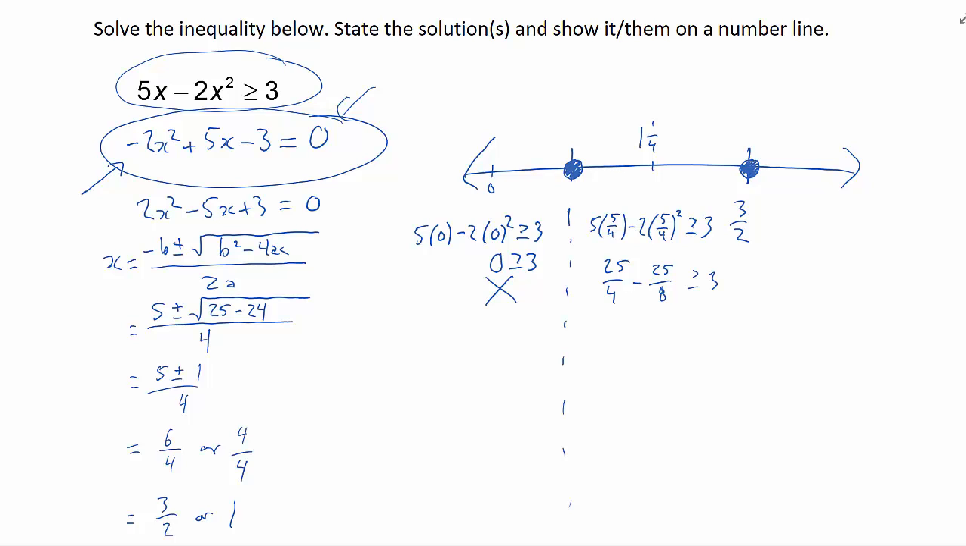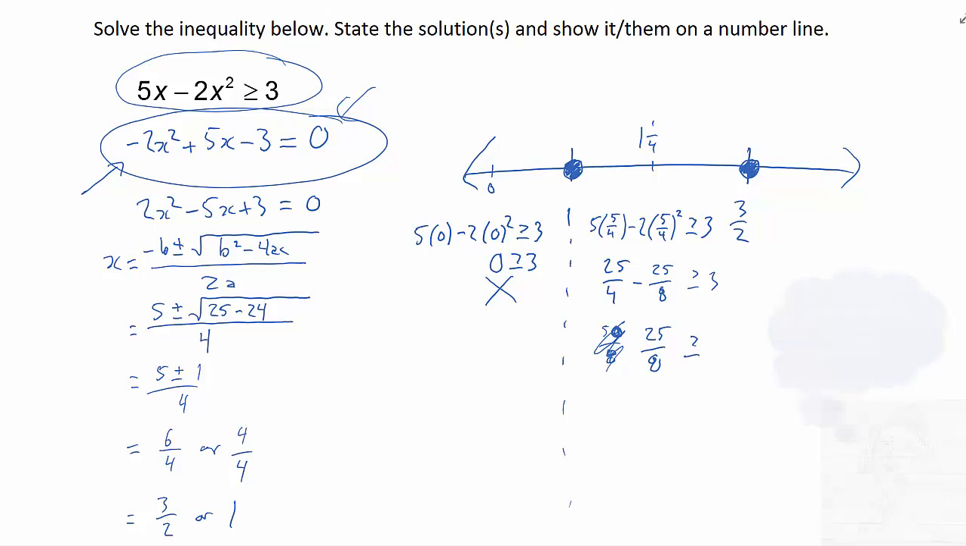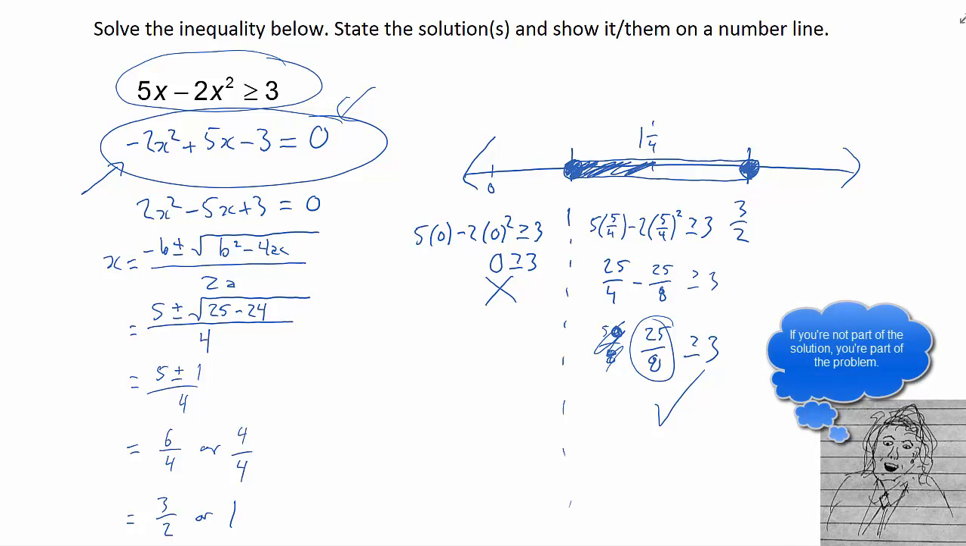Is this greater than or equal to 3? Well, 25 over 4 is also the same as 50 over 8, I should say, and minus 25 over 8 just leaves us with 25 over 8. Is that greater than or equal to 3? Well, 24 over 8 is 3. This is 3 and 1/8. So yes, this is greater than or equal to 3. Everything in the interval between 1 and 3 over 2 will be part of the solution.